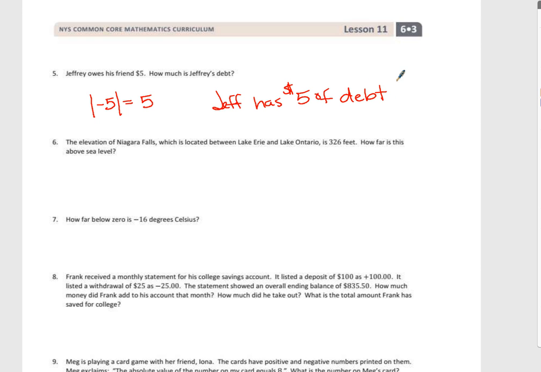Notice how we write it. Number 6. The elevation of Niagara Falls, located between Lake Erie and Lake Ontario, is 326 feet. How far is this above sea level? Absolute value of 326 is 326. So Niagara Falls is 326 feet above sea level.